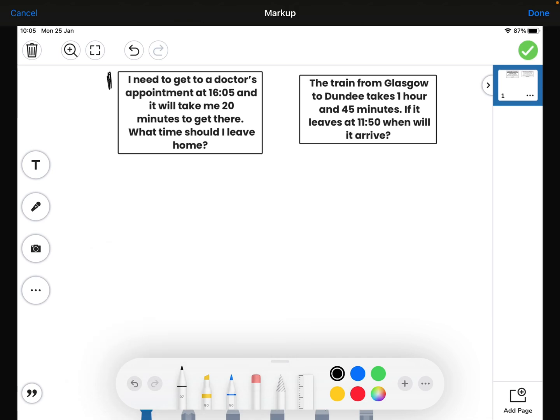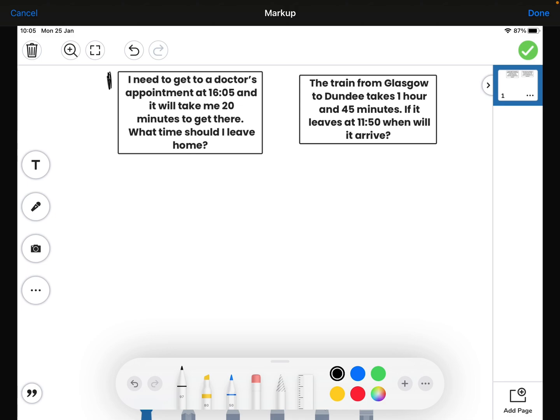That's my dodgy one. By the way, boys and girls, I am using a different whiteboard today because I wanted to video this and use the Seesaw screen. So bear with me, I might get things wrong, but it's all a learning experience. So the first word problem, this is how I would do this. I need to get to a doctor's appointment at 16:05 and it will take me 20 minutes to get there. What time should I leave?